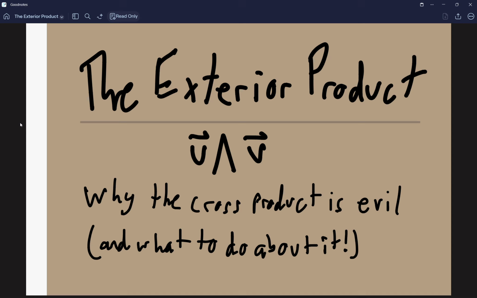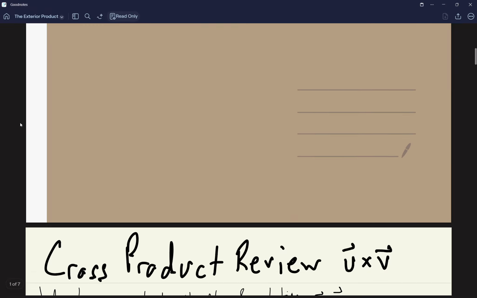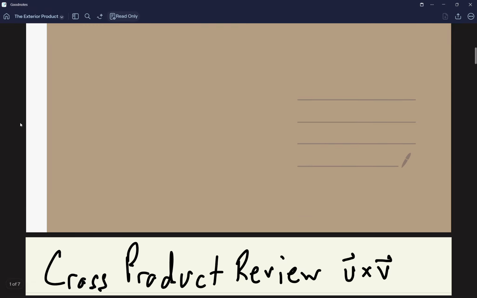All right, so today we're going to talk about the exterior product, or the wedge product, or why the cross product is evil and what to do about it. So, first off, let's start with some review of the cross product.